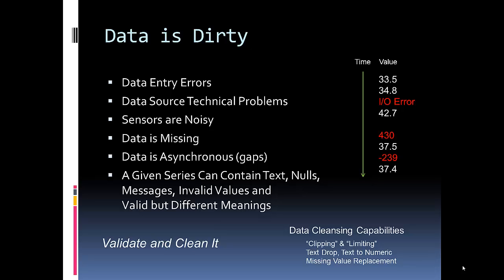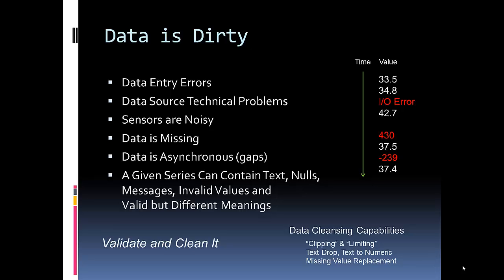And also, you could do text drop, where you see the I/O error. You could drop that row of data where it says I/O error, or you could convert that I/O error into some numeric value. Let's say that you are actually wanting to know how often you have I/O errors in your data. Well, then I/O error no longer is a bad reading. I/O error is something you're looking for. So maybe you want to drop all the other values and keep I/O error.